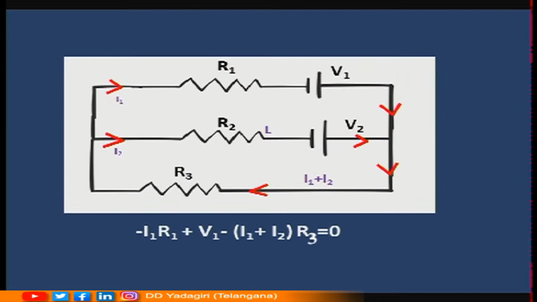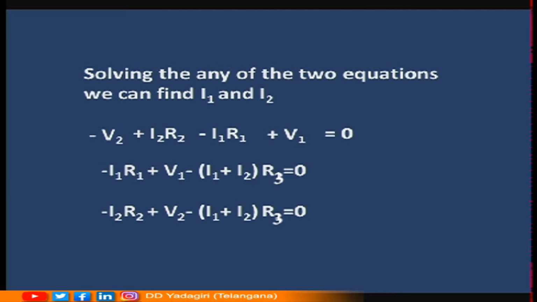We can consider another loop and we get the equation minus I1 R1 plus V1 minus (I1 plus I2) times R3, which is equal to 0. Using another loop, we get another equation minus I2 R2 plus V2 minus (I1 plus I2) times R3, which gives you 0. Solving any two equations, we can find out I1 plus I2. So, this is how we can use Kirchhoff's rules to find out the unknown values of currents in any network.